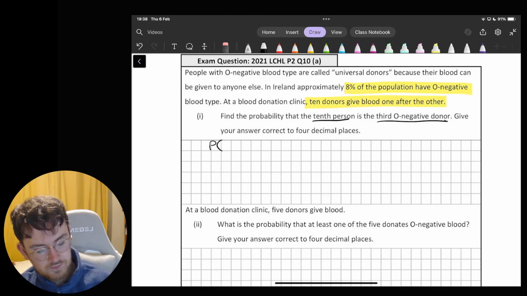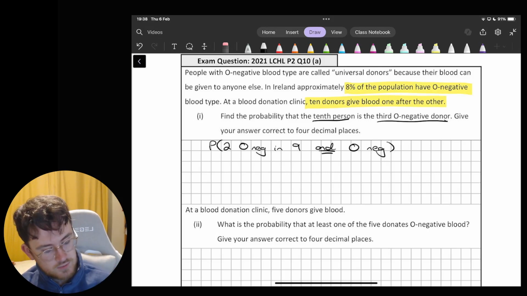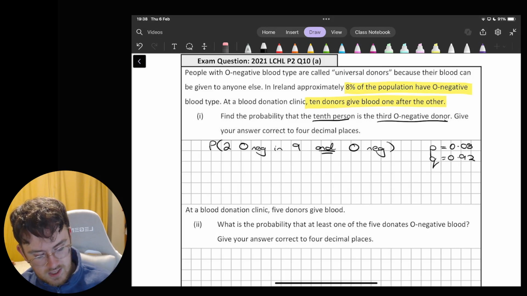So we want 2 O negative in 9 and O negative, okay, which gives me 10 total. So with the first 9, I need 2 O negative donors, and then I need the 3rd donor to be the 10th person who comes to me. The probability of success here is the probability I get O negative, which is 0.08. Failure then is 0.92, so quite large here.